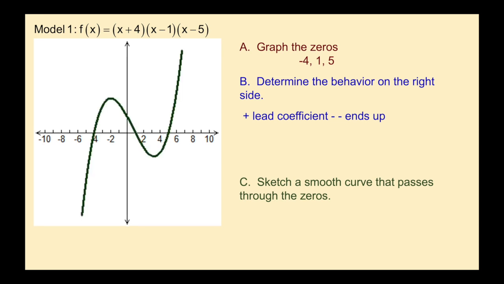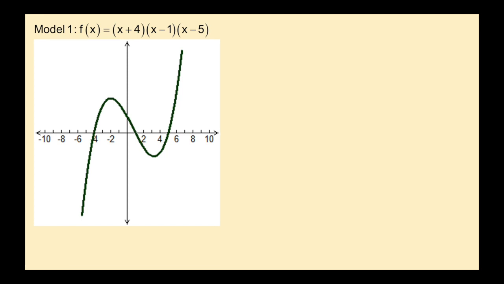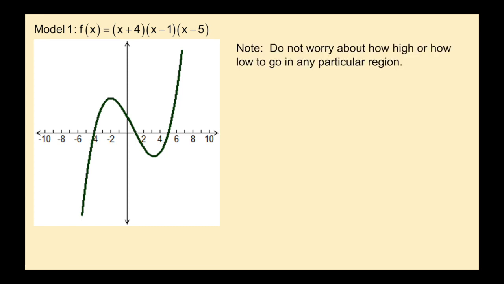This is the exact answer of what it should look like. This is exactly how high and how low those two areas should extend. However, in this class, we don't worry about exactly how high or how low they go in a particular region. So as long as between -4 and +1, you went up in between those two, and as long as you're down in between these two, it doesn't matter how far up or down you went.